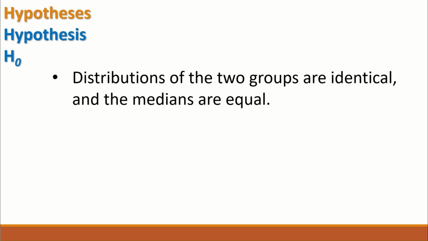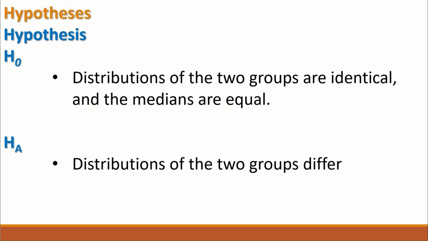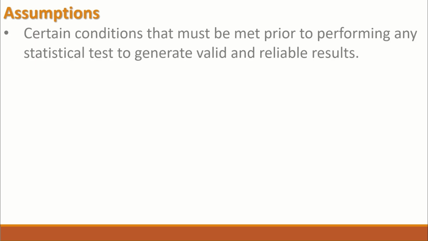To perform the test, hypotheses have to be generated. The null hypothesis will state that the distributions of the two groups are identical and the medians are equal. The alternative hypothesis will state that the distributions of the two groups differ. The way to accept or reject the null hypothesis is based on the p-value. If it is less than 0.05, then reject the null hypothesis.